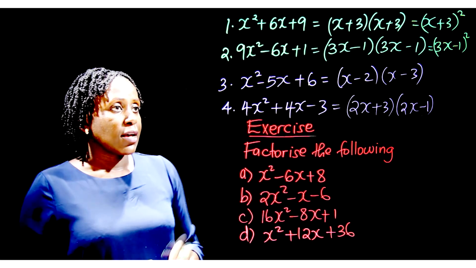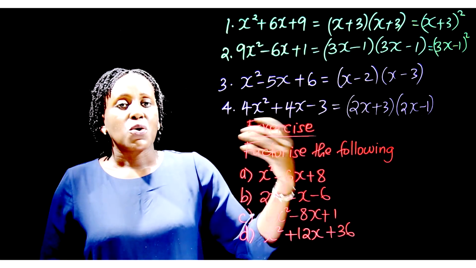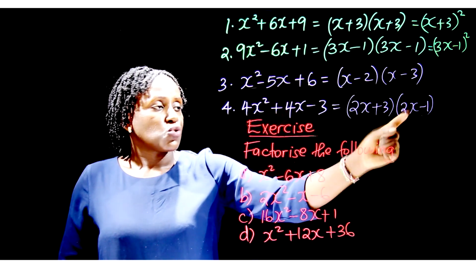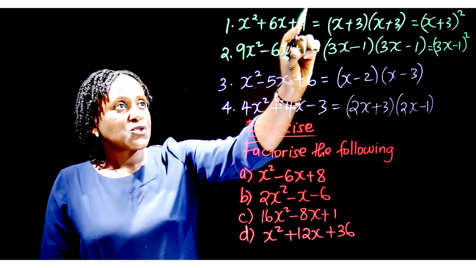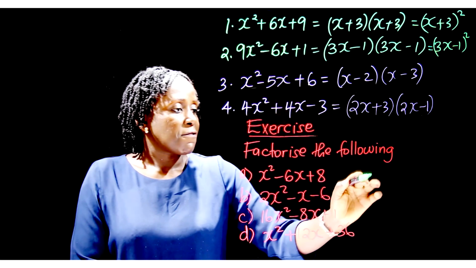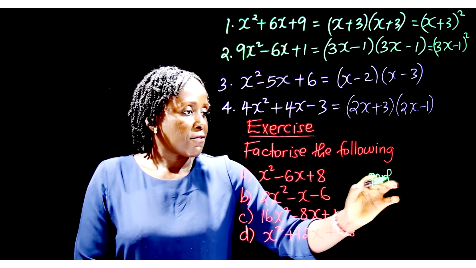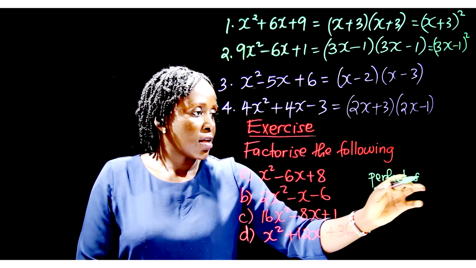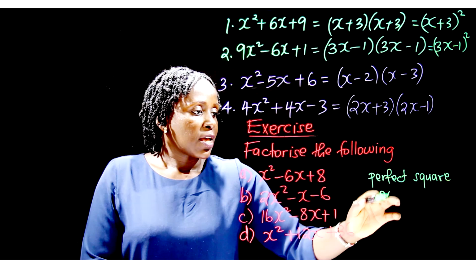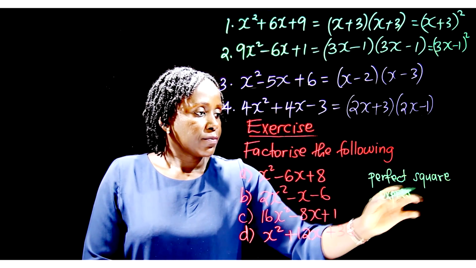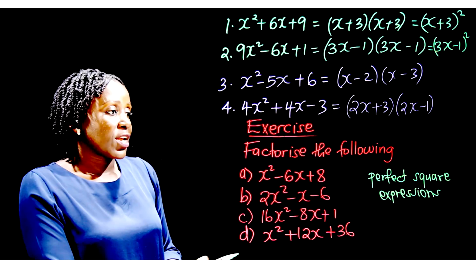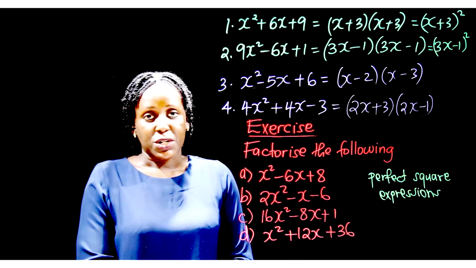Now we can't do the same for the other two because the factors are different: 2x plus 3, 2x minus 1. So these two are given a name, and they are known as perfect square expressions. Okay, perfect square expressions. So the others are just expressions, but the two can be categorized as perfect square expressions.